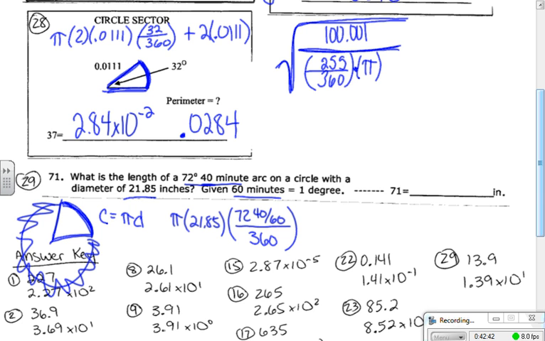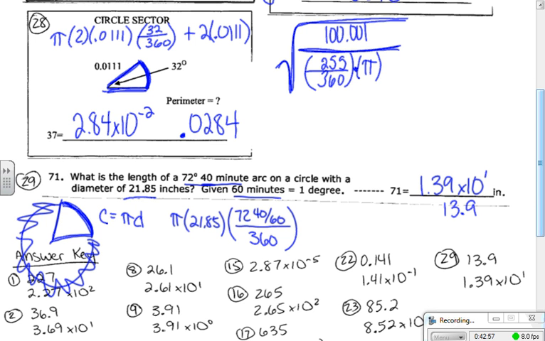And since it didn't ask for the perimeter, it just asked for the length of the arc, that's going to be our answer. And that's going to be 1.39 times 10 to the first, or we move our decimal over one time, we get 13.9.